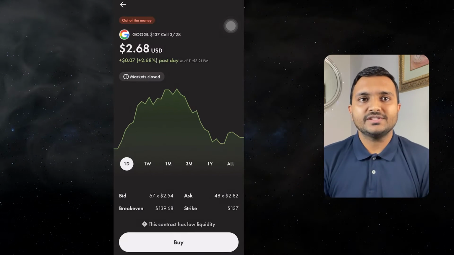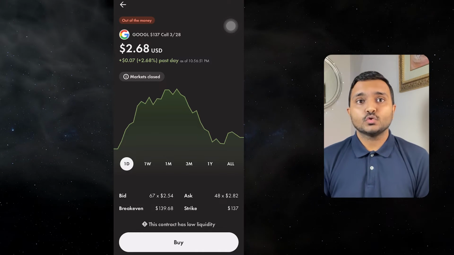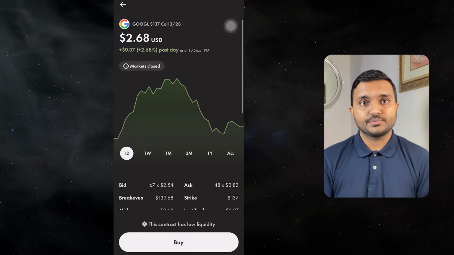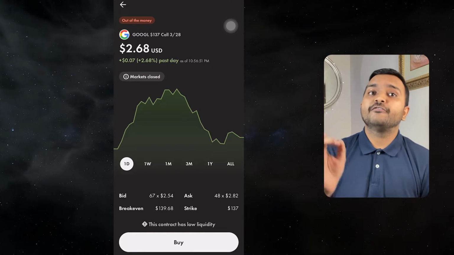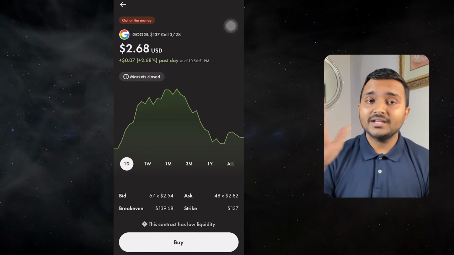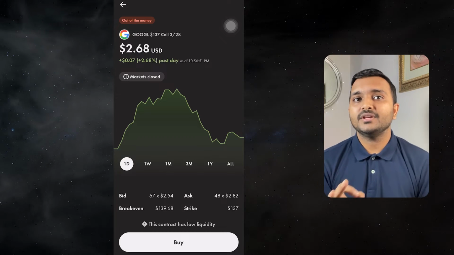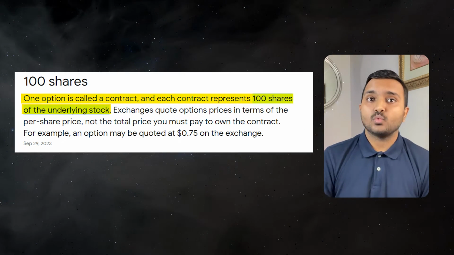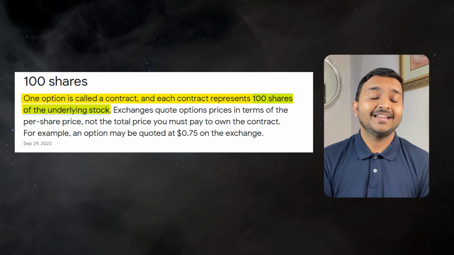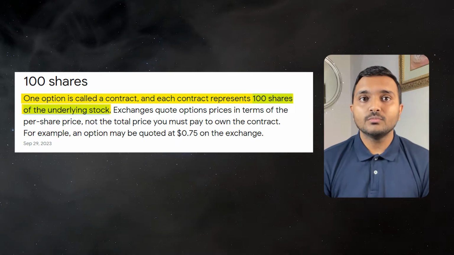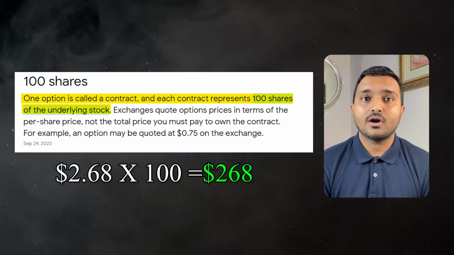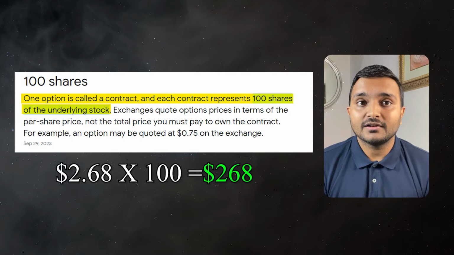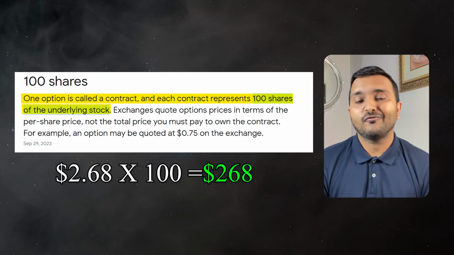Now you also see the premium price here. So the premium is the price you pay to buy the option. It's like paying a fee to make that bet. Now in our case, the premium is $2.68 per stock, but since one option contract contains 100 stocks, you multiply that $2.68 by 100, which is $268 as the total premium for one contract.